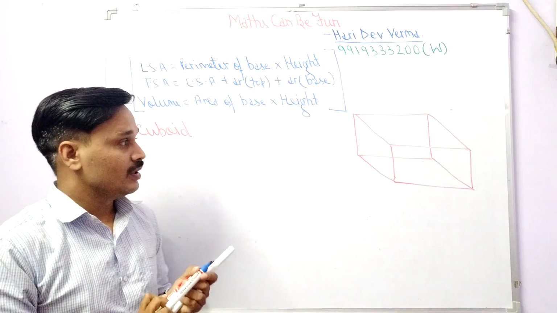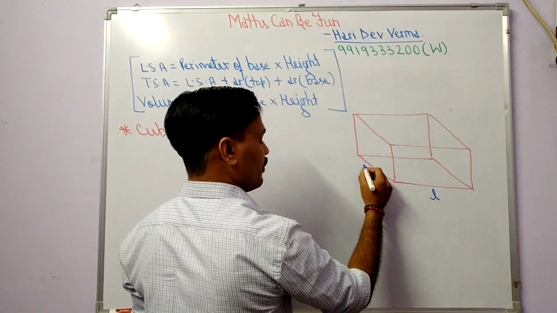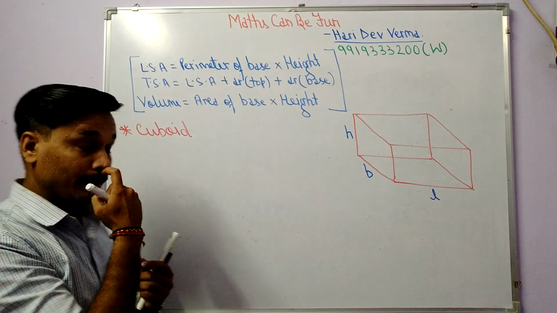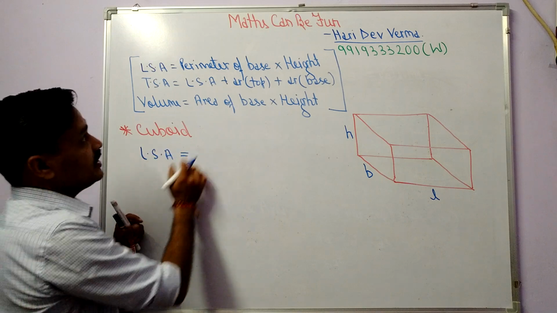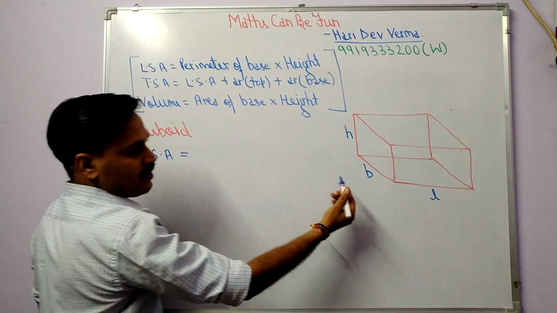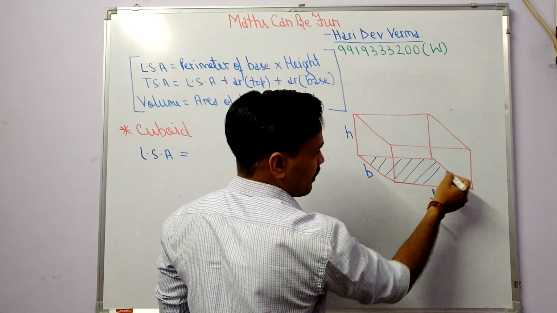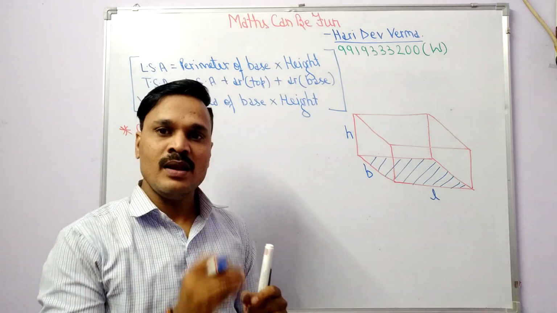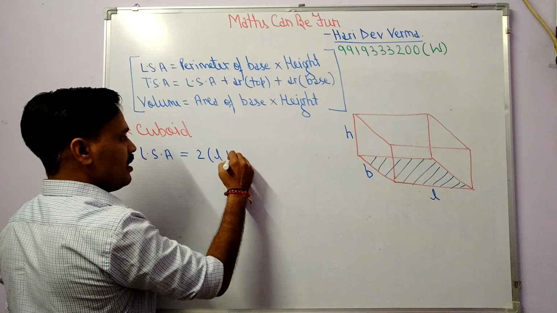As we know, the rectangle's length is denoted by L, breadth B, and height H. Lateral surface area is equal to, following this concept, the perimeter of the base. What is the perimeter of this base? The base is rectangular, and the perimeter of a rectangle is 2 times (L plus B).